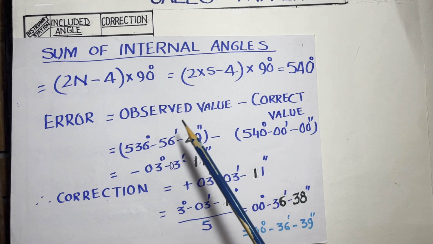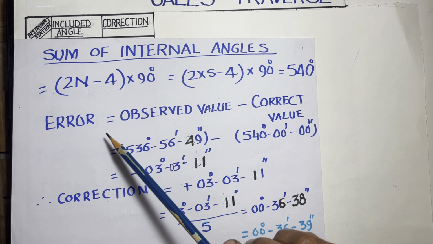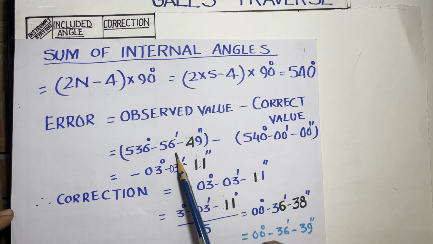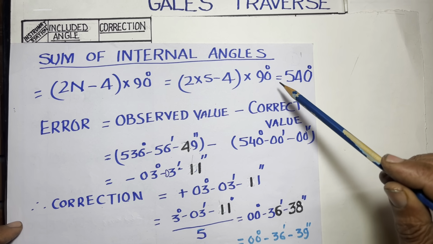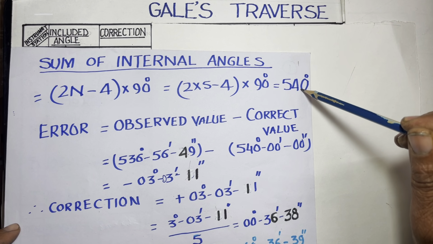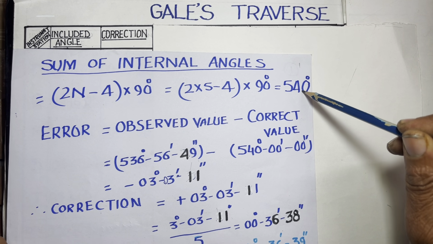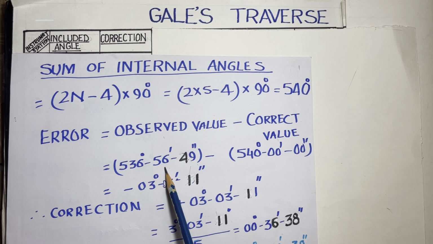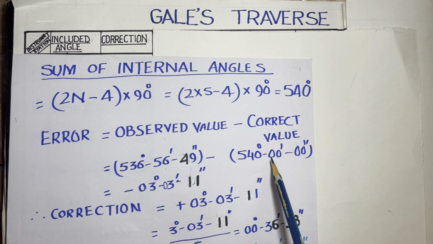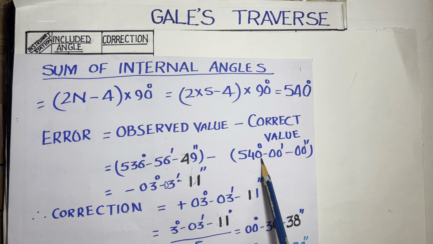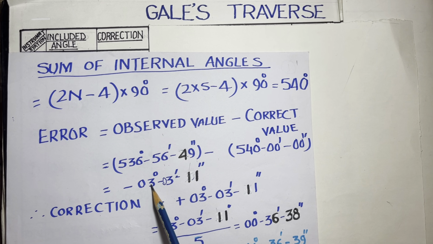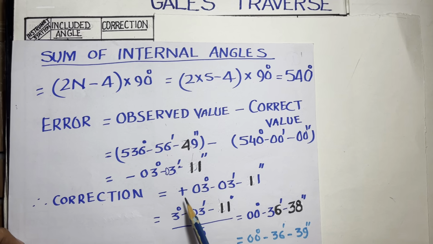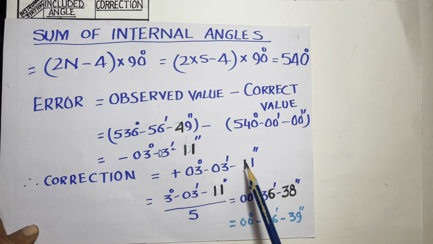degrees. So we have calculated the internal angles, the observed values you have seen in the table. The observed value of the angle sum is 536 degrees, 56 minutes and 49 seconds, but according to the rule, it should be 540 degrees. So here we have to find the error. Error is given by the observed value minus the correct value. This is the observed value, and this is the actual value that should be there. According to this, the error is 3 degrees, 3 minutes and 11 seconds. So we have to apply a correction of plus 3 degrees, 3 minutes and 11 seconds.